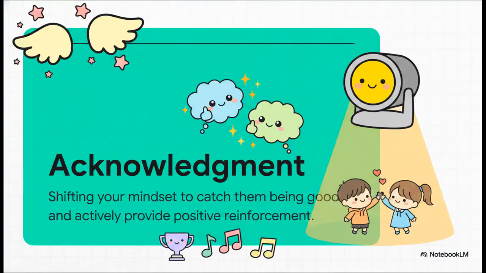So that brings us to the A, which stands for acknowledging desired behaviors. Once your expectations are set, you have to reinforce them. It sounds super simple to just catch them being good, but let's be real, it's actually really hard work. Our own implicit biases make it incredibly easy to dwell on the negatives and hyperfixate on the student who's acting out. You actually have to purposefully shift your mindset. You have to narrow your focus to spot those subtle, powerful moments of success and actively provide positive reinforcement.